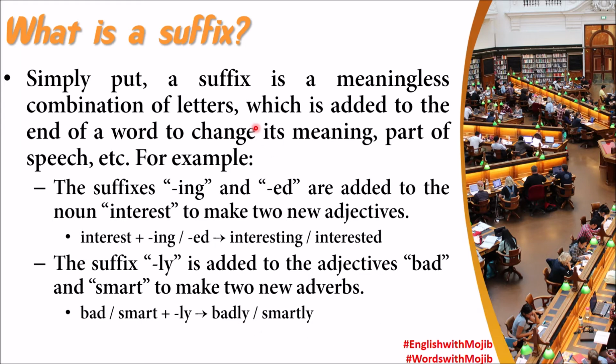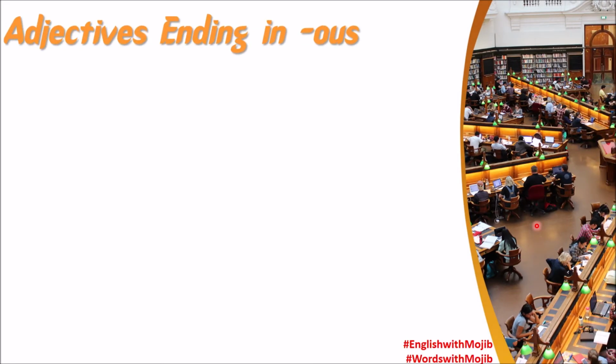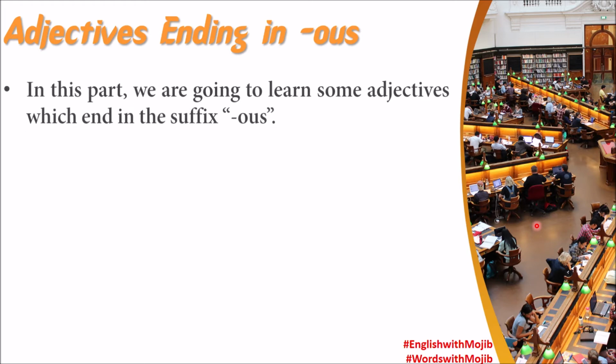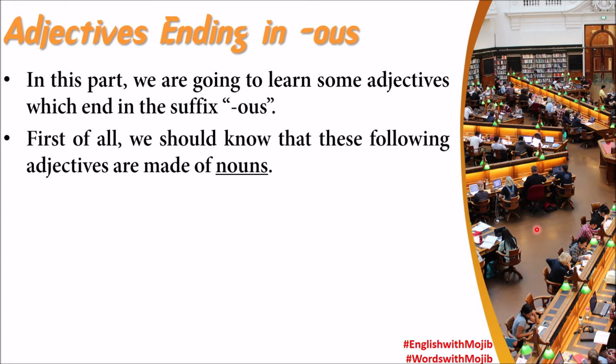So, in this slide, we have the topic suffix, and we learned the adjectives in the last slide. So, in the next slide, we're going to have adjectives ending in OUS. In this part, we're going to learn some adjectives which end in the suffix OUS. We know the meaning of adjectives, we know the meaning of suffix. Now we want to learn about adjectives ending in OUS. First of all, we should know that these following adjectives are made of nouns. So we have a noun, we add OUS, after that we have adjectives.